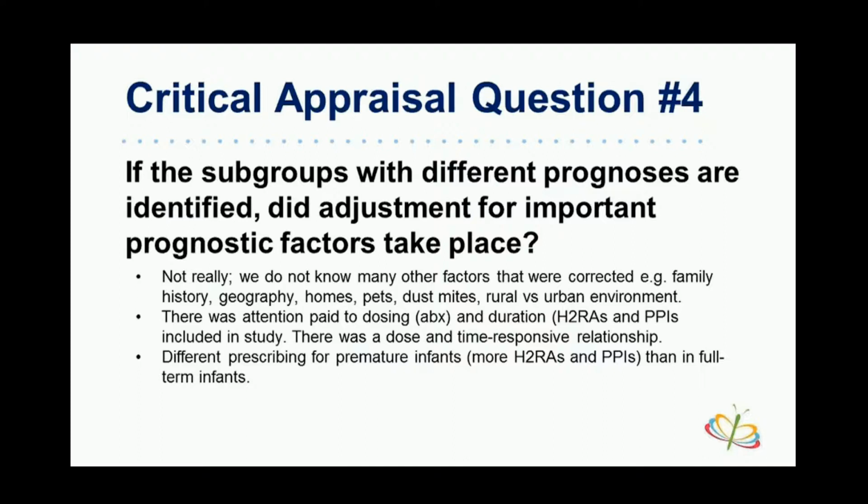And then as Andrew talked about, there was attention paid to the dosing, but we don't know how time responsive that relationship was. Did the disease develop right then and there, a month later, or was it a year later? Was it 10 years later? That's not elucidated by this study. And then, for example, in the premature infants, if you look at this study, there was about a double risk of developing these conditions in premature infants than in full-term infants.